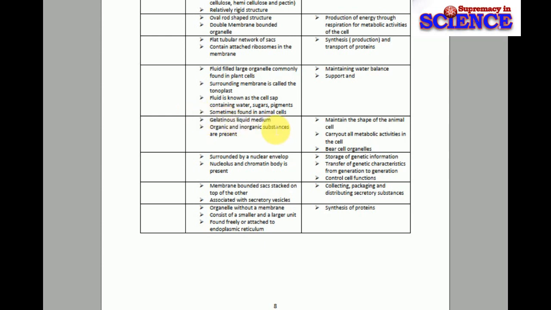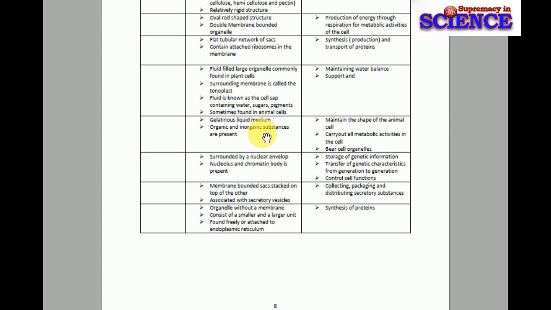Gelatinous liquid medium. From that you can't find out what it is. We go to the second feature: organic and inorganic substances are present. Even if it contains organic and inorganic substances, you can't find out what the structure is. But one thing we can mention is that it is a gelatinous liquid medium. That means it should be a medium for others. That means you get the idea.